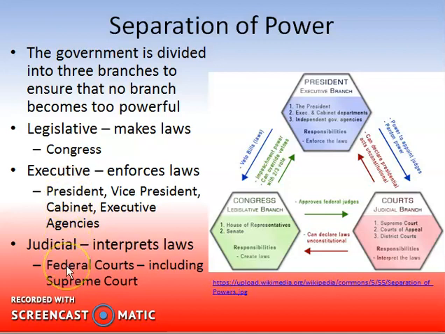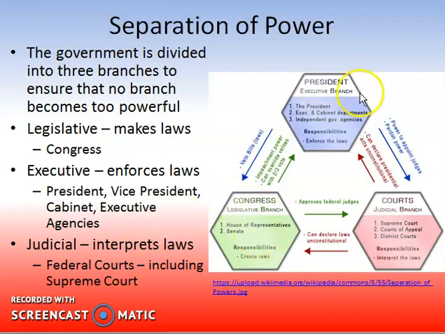Then we have our judicial branch. And so the judicial branch is going to interpret the laws. They make certain that laws are fair and just and that they're being applied equally. So you have federal courts, and of course the top of the federal courts is the Supreme Court.